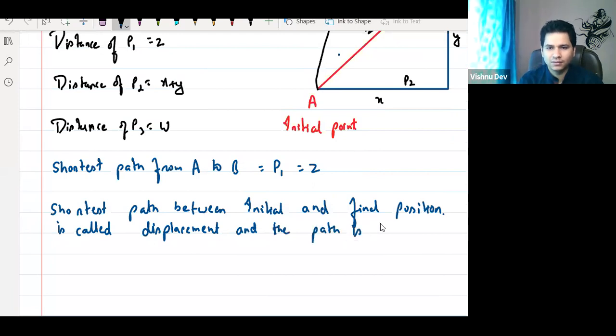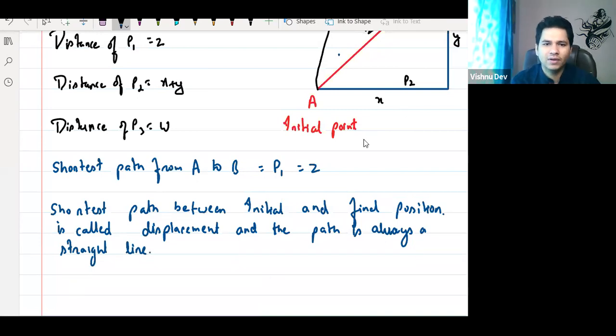And the path is always, tell me, always what? A straight line. A straight line. Anyone have any doubt in this? Tell me. Anyone have any doubt in this?